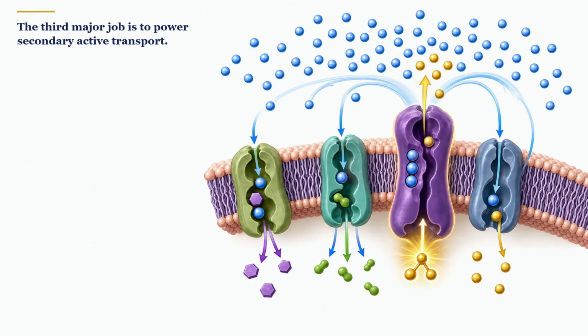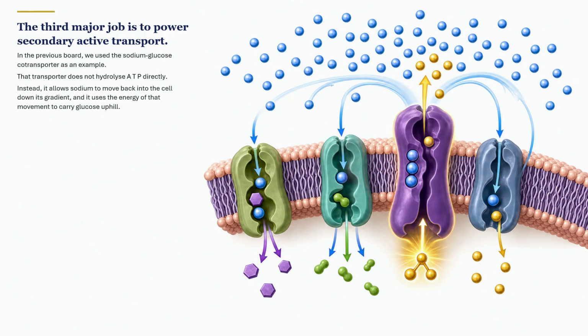The third major job is to power secondary active transport. In the previous board, we used the sodium-glucose cotransporter as an example. That transporter does not hydrolyze ATP directly. Instead, it allows sodium to move back into the cell down its gradient, and it uses the energy of that movement to carry glucose uphill. But that system works only because the sodium concentration was kept low inside the cell in the first place, and the sodium-potassium pump is what created that condition.